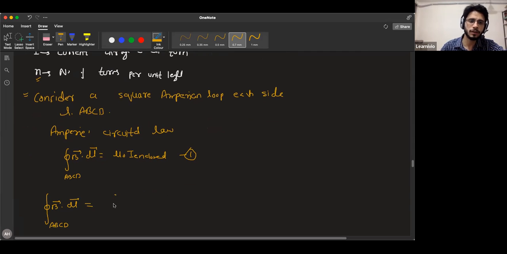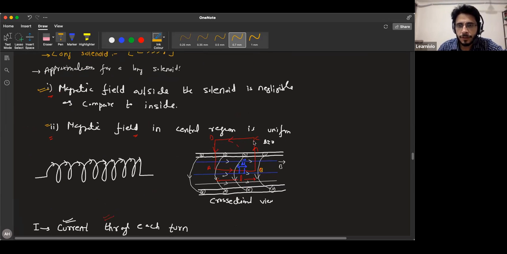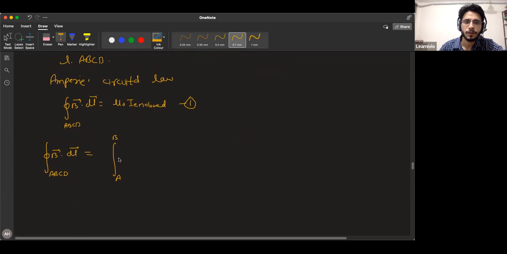When we solve this integral, we solve it for each part individually. See, this is the loop ABCD. First we solve it from A to B, then from B to C, then C to D, and then D to A. So this is the integral from A to B of B dot dl, plus B to C of B dot dl, plus C to D of B dot dl, plus D to A of B dot dl. So we solve for each of the individual parts.